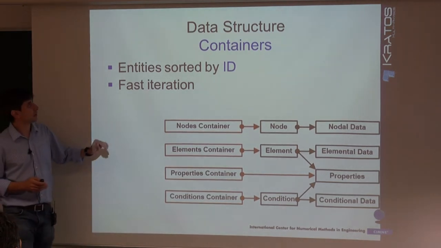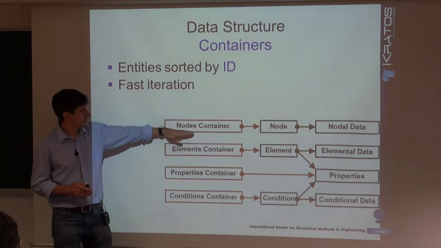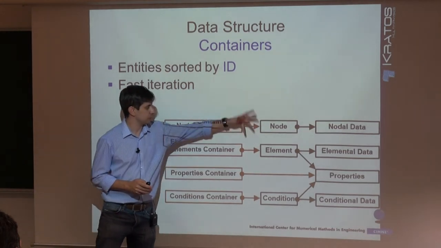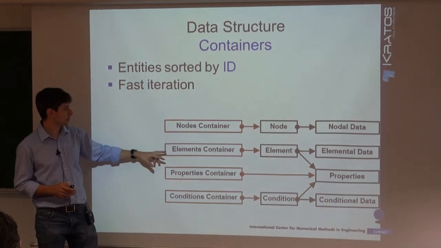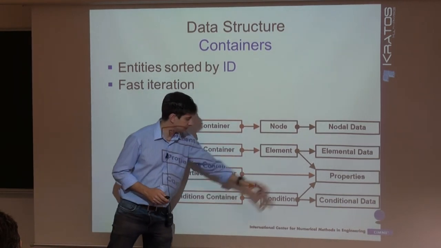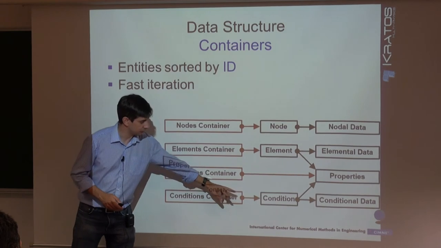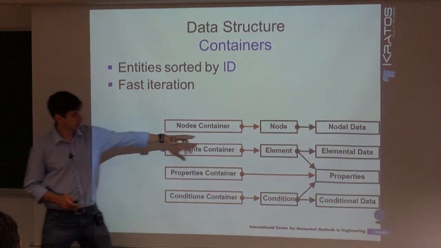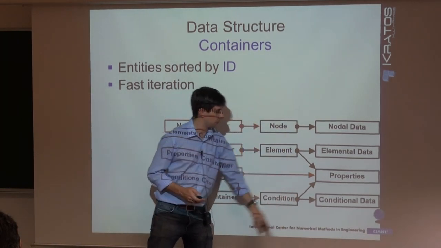So the containers are these. We have a container for nodes, which is an array of nodes. You have an array of elements, an array of properties, and an array of conditions with all the variables that they can store in their own memory.